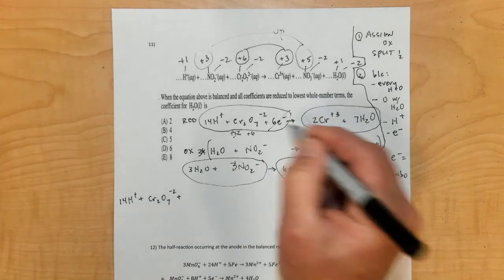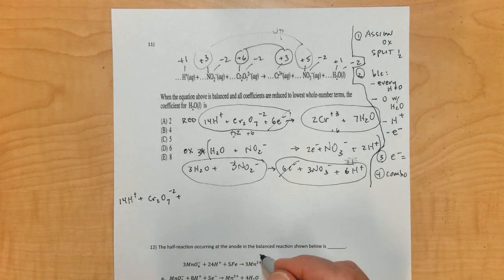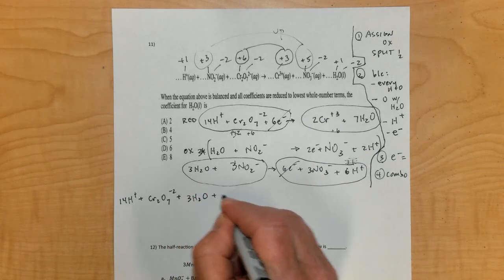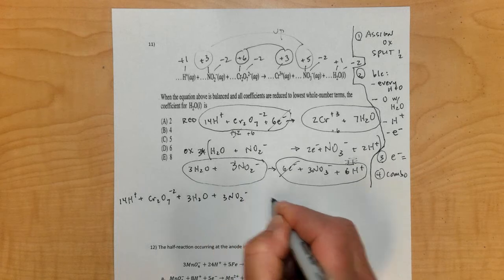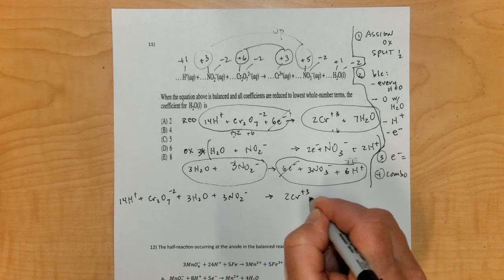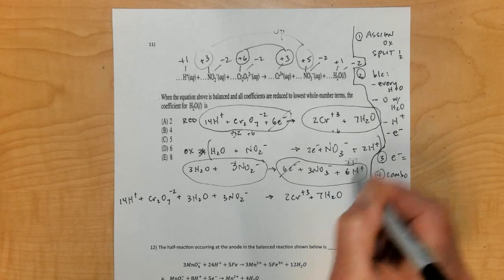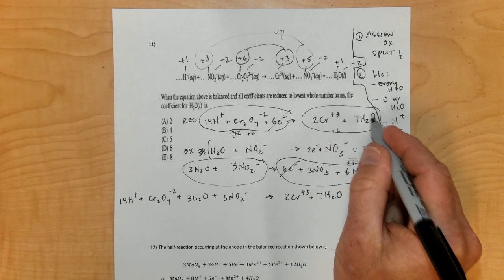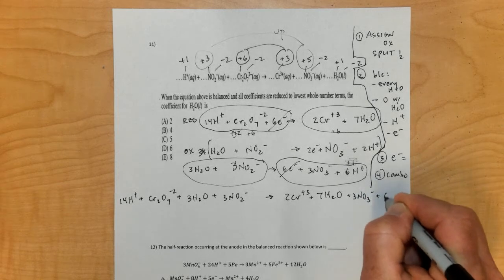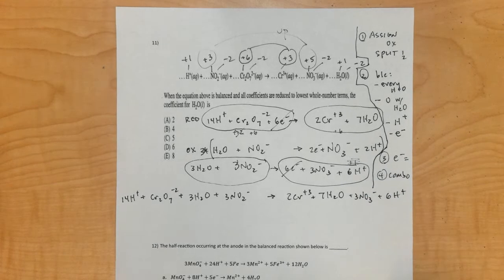I'm going to cancel the 6 electrons with the 6 electrons right now, so I'm not going to rewrite those. And then I have 3 H2Os from right here and 3 NO2 minuses from right here. Now on this side, I have the 2 Cr 3 plus and the 7 H2O from right here. And then I have the 3 NO3 minuses and the 6 H pluses right here.